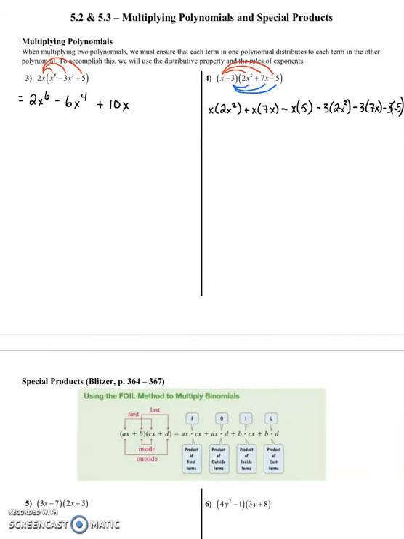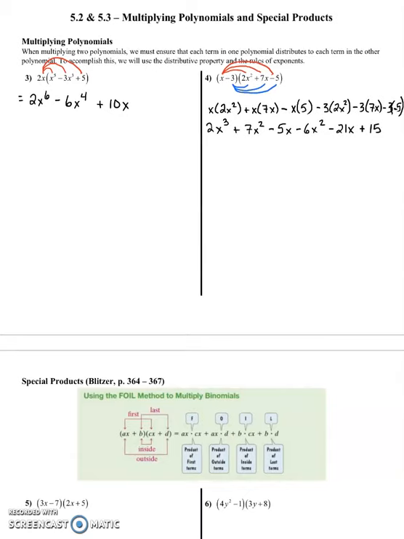So now multiply. x times 2x squared is 2x cubed. x times 7x is 7x squared. Minus x times 5 is a minus 5x. Negative 3 times 2x squared is minus 6x squared. Negative 3 times 7x is minus 21x. And negative 3 times a negative 5 is plus 15.